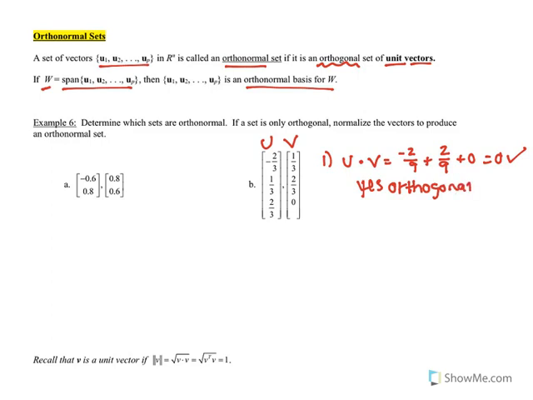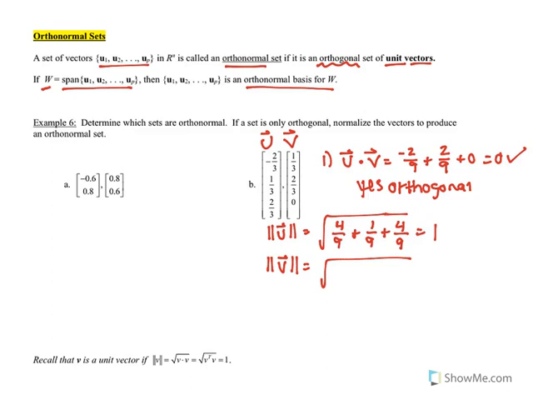Are they orthonormal, though? Are their lengths 1? So if I find the length of U, keeping my vector notation going up here, I'm getting the square root of 4/9 plus 1/9 plus 4/9. So this one is good to go. Okay, what about V? I'm getting 1/9 plus 4/9 plus 0. So this is going to be the square root of 5/3 is the length. And that is not a unit vector. So I need to normalize V.